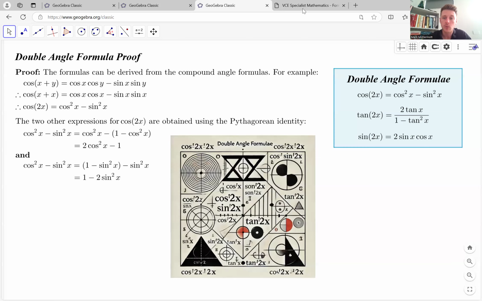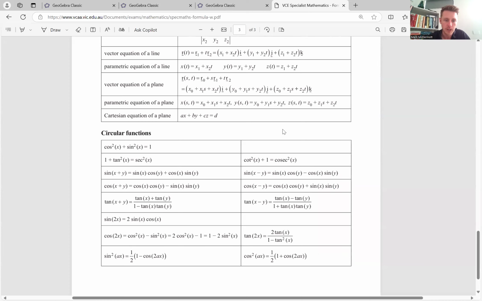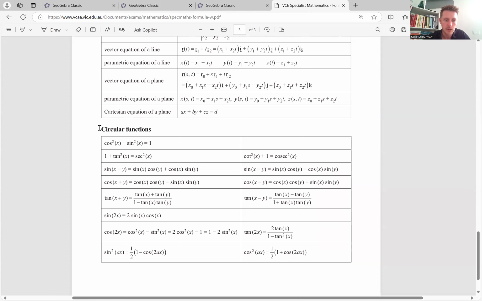Okay, let's have a look at what's actually shown on the Specialist Maths formula sheet. If you come down to the second page of it, you come to this circular functions part, and you can see some of those identities that we just showed. Here are our compound angle formulae. That's those 6 there. And then here is our double angle formula. There's the other double angle formula we just spoke about, and there's the double angle formula for tan. So you will get given these.